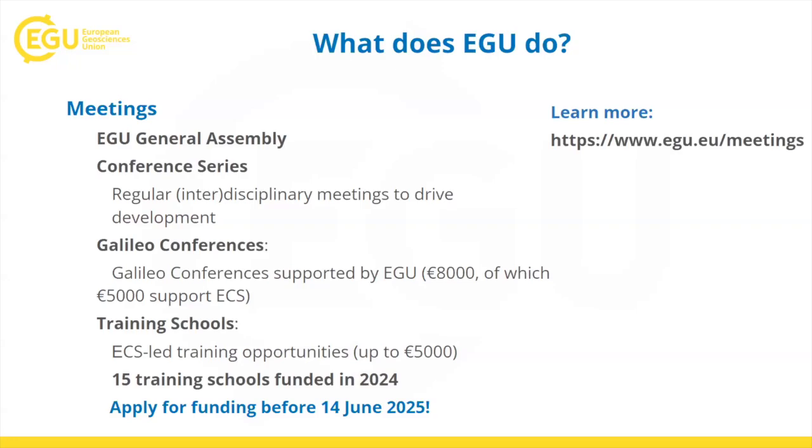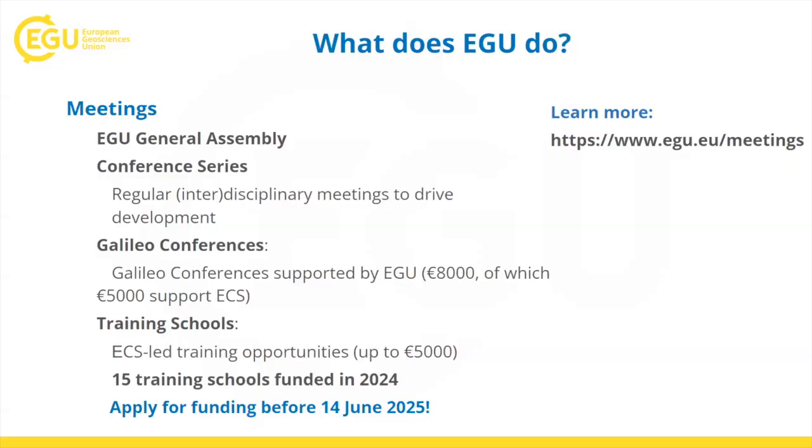But perhaps more interesting to you are the Galileo conferences, where we fund up to €8,000 to run a particular conference, of which 5,000 of that 8,000 is dedicated to helping early career scientists. So as an early career scientist, if you're interested in hosting or running a meeting, especially as part of a team, a good chunk of that money will be there to make sure that early career scientists, who otherwise might need these experiences or networking opportunities more, are absolutely a key part of any of those conferences.